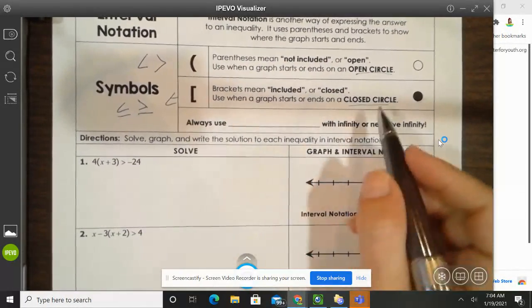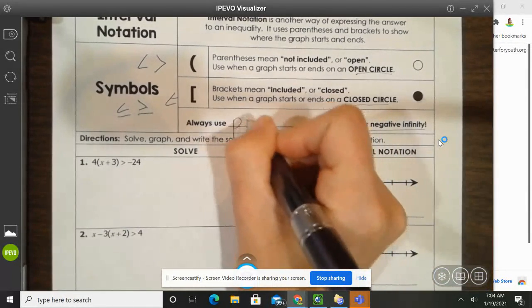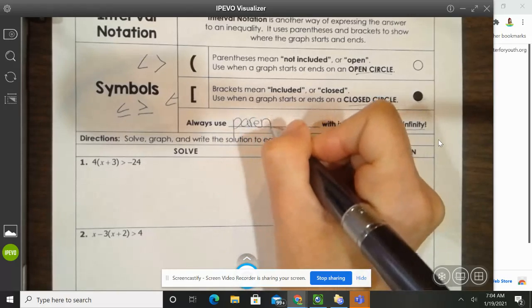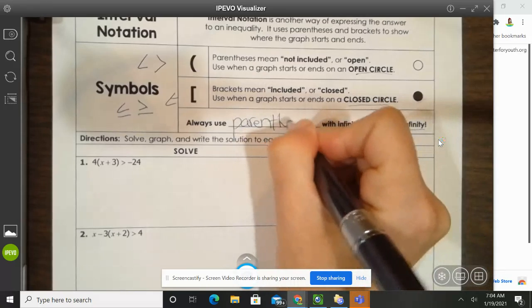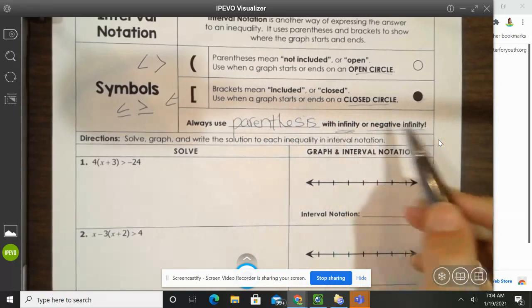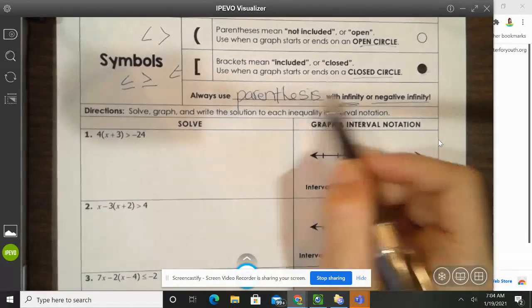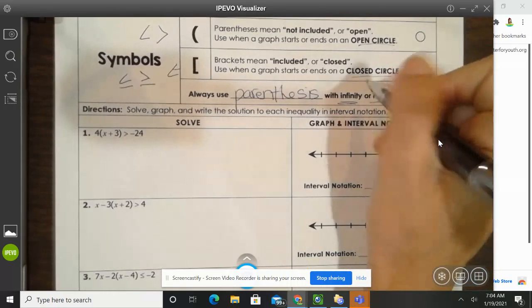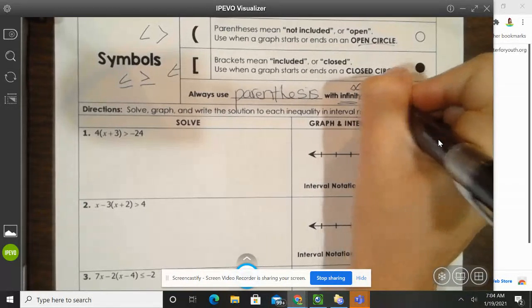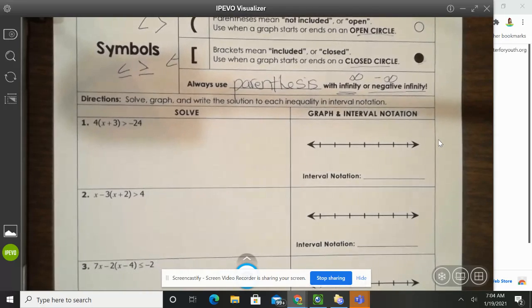Another important thing to know is that when you have infinity or negative infinity, you always use parentheses. They're never really included, because it's not an actual number. It's like every number, right? So we always use parentheses next to infinity and negative infinity. If you didn't know, this is the infinity sign and negative infinity sign. It looks like a lying-down number eight.